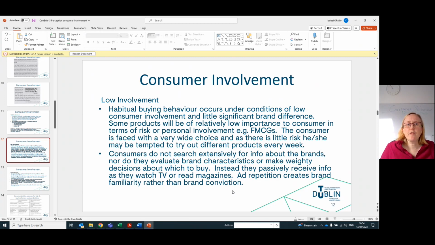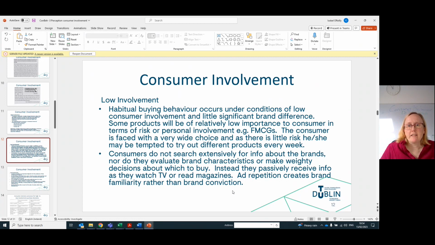So the consumer is faced with a very wide choice and very little risk, so they'd be tempted to try different products every week. People tend to stick with their usual favorites, except price-sensitive people who are just looking for the best deal. Again, scanning the shelf, grab, throw it in the basket.